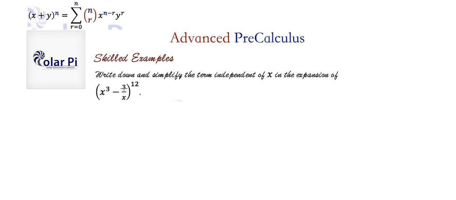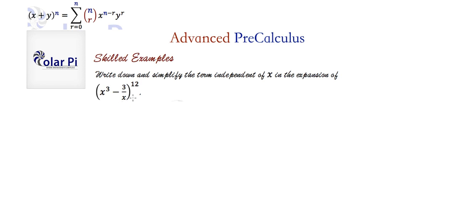Looking at this, we can see it in the a plus b to the n form, if we write this as x cubed plus negative 3 over x, all to the 12th power. So the role of a would be played by x cubed, and the role of b would be played by negative 3 over x.